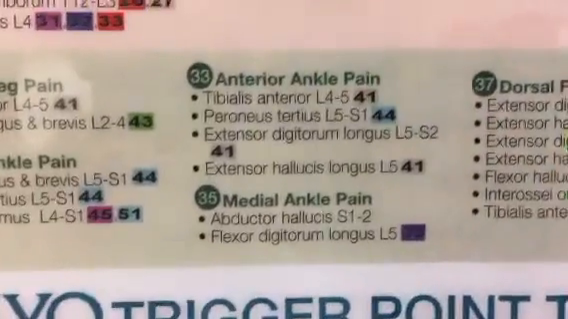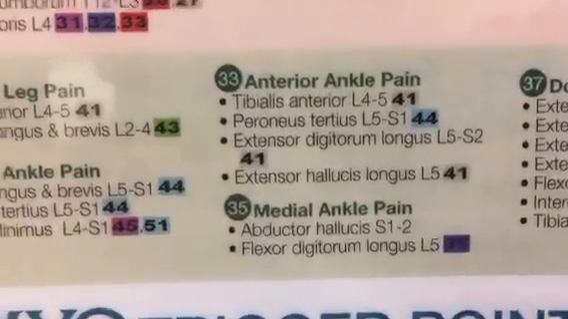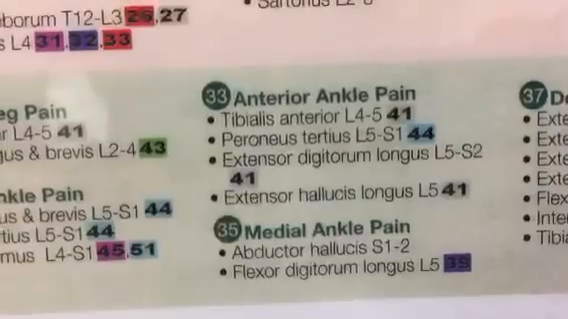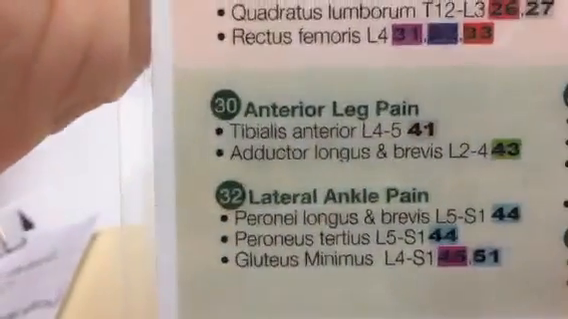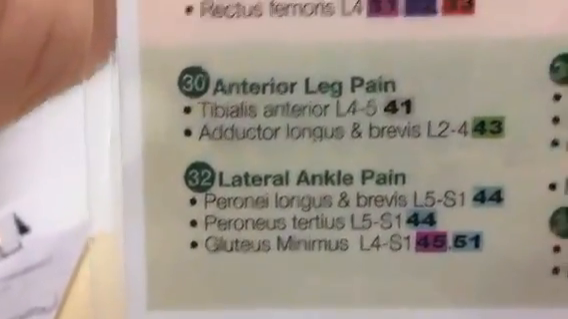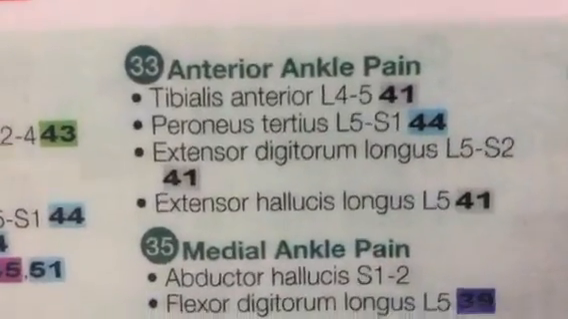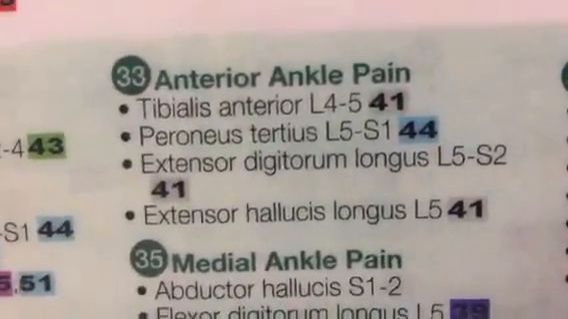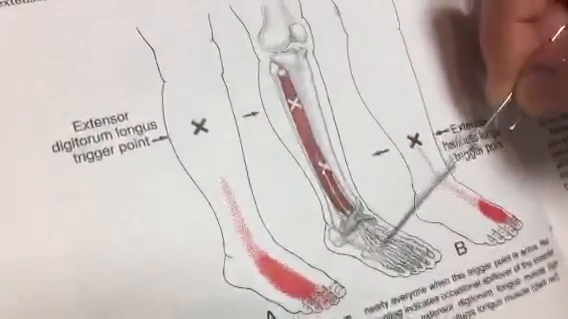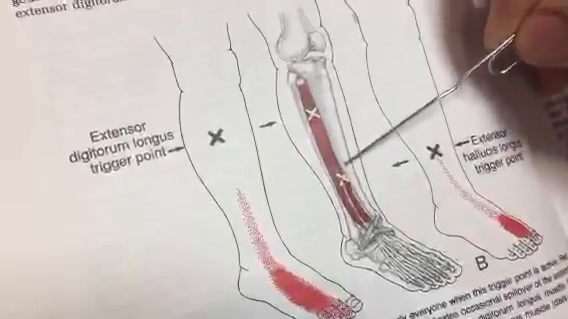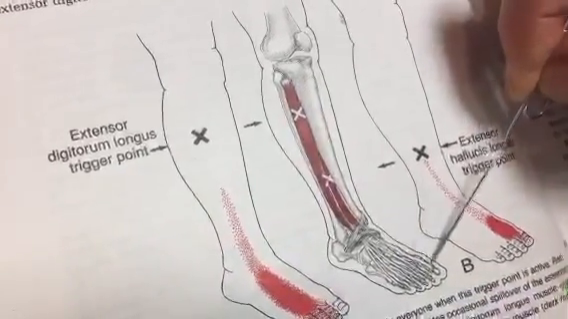So this is 33, anterior. Peroneus tertius, extensor digitorum longus. Whereas 30 was just tibialis anterior and the adductor. The adductor has a bit of referred pain down in the front of the leg, but the main one is the tibialis anterior. Pretty much all four of those are pretty strong competitors for causing ankle pain. So here's the extensor digitorum longus, and it's coming down to all the toes. And here's the hallucis right there.